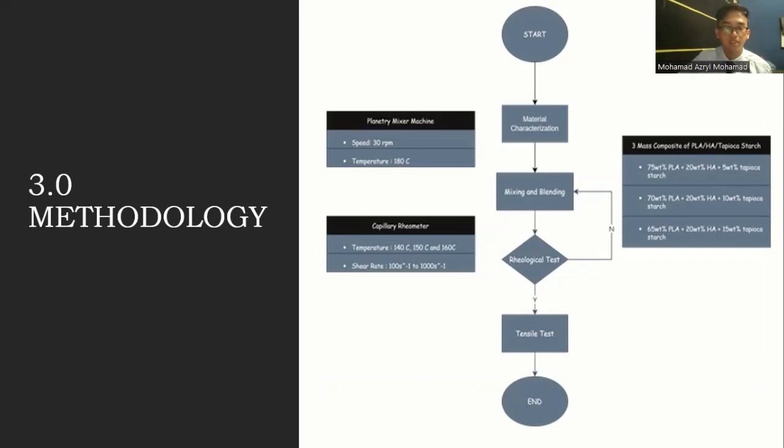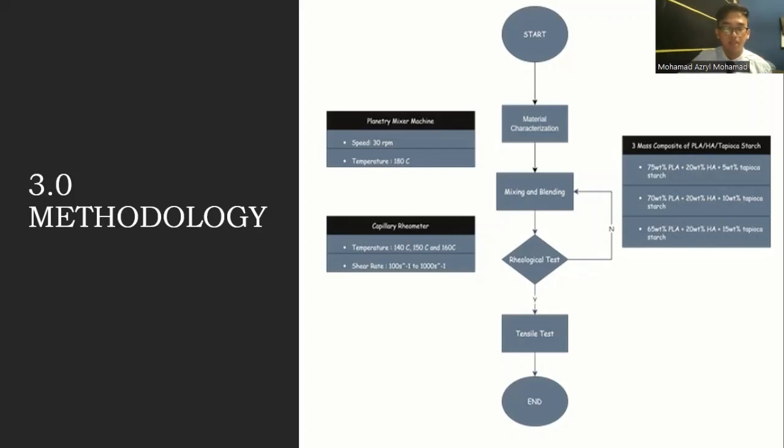The methodology. Number 1. Material characterization. Material characterization will be performed on PLA, HA, and tapioca starch. Among the material characterization analyses carried out were pycnometer density, particle size distribution, thermal analysis, and morphology analysis of PLA, HA, and tapioca starch.